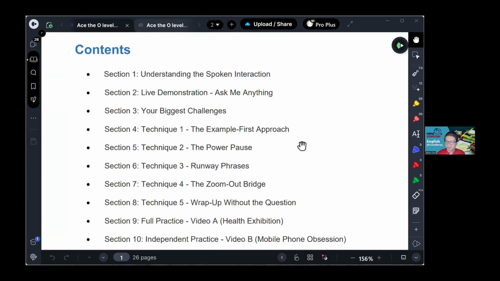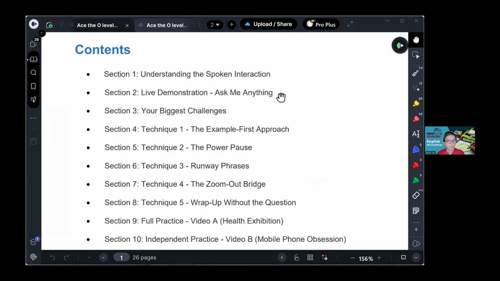Okay, what are we doing today? We are covering these issues and topics. So understanding what the exam format looks like. We'll have a live demonstration of how to deal with the spoken interaction question and what your biggest challenges are. Give you 5 techniques as a practice, things like that.